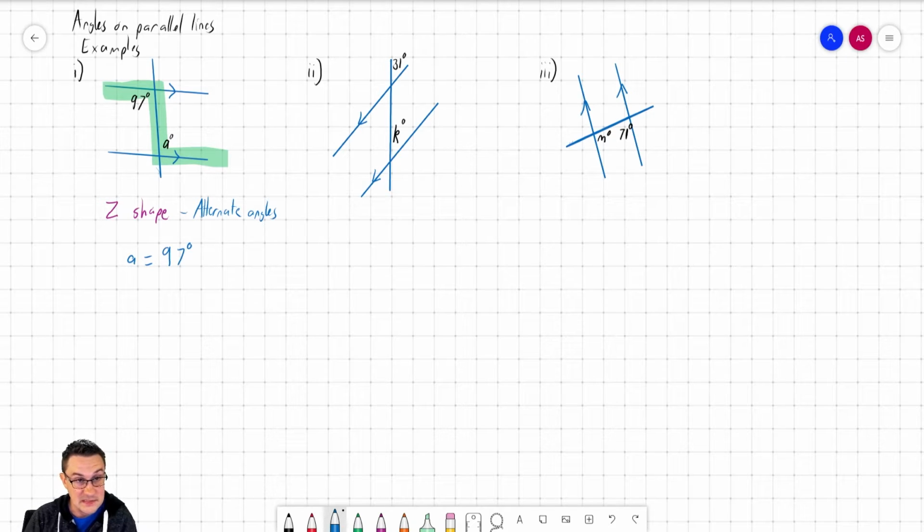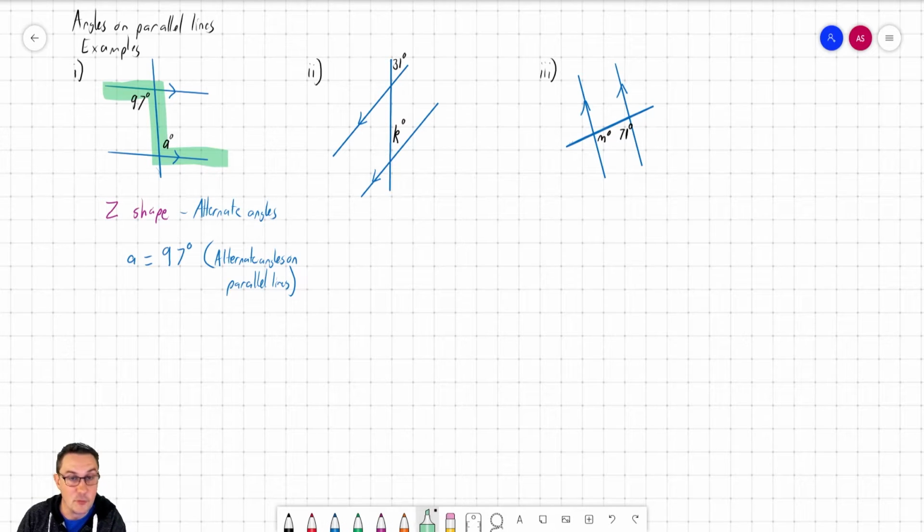And the reason we would state that is if we gave an answer, a reason to it, which we often need to do, is that we have alternate angles on parallel lines. Okay, and that's the reasoning, and that would be all we would have to do in this case.